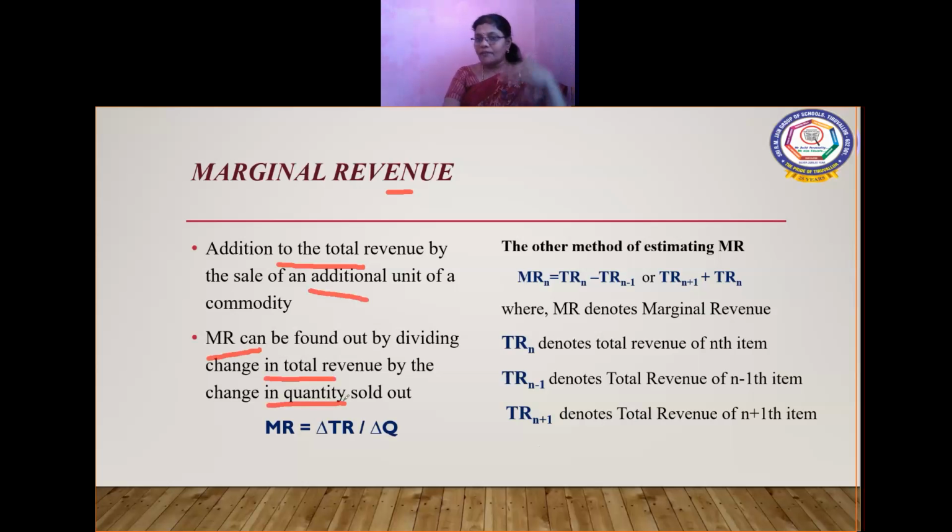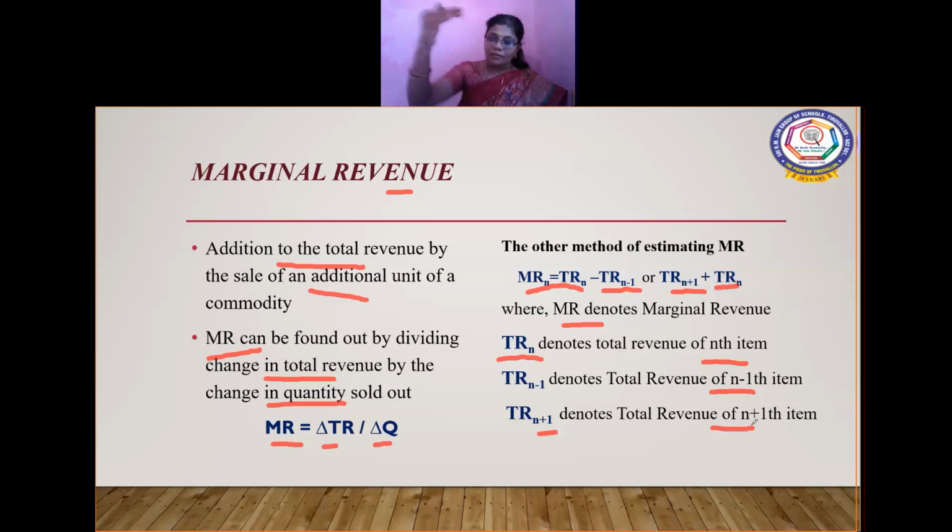In the previous paragraph, how we subtracted the next unit minus the previous unit, in the same concept, marginal revenue equals change in the total revenue by change in the quantity. The other method, as in marginal cost also we discussed, is TRn minus TRn minus 1, or TRn plus 1 minus TRn. Here MR denotes the marginal revenue, TRn denotes the total revenue of the nth item, n minus 1 means the n minus 1th item, and n plus 1 means the n plus 1 item. So we can calculate in two ways.